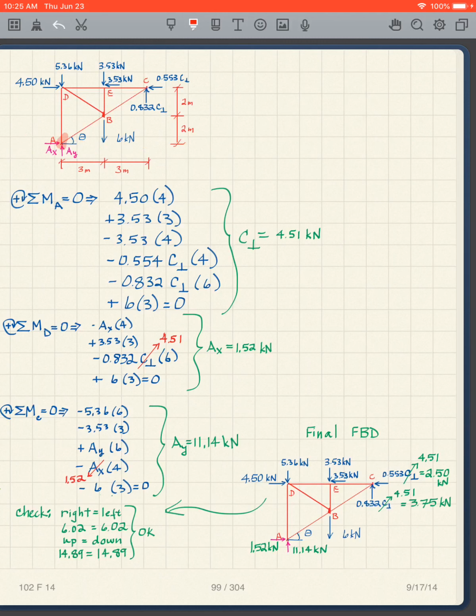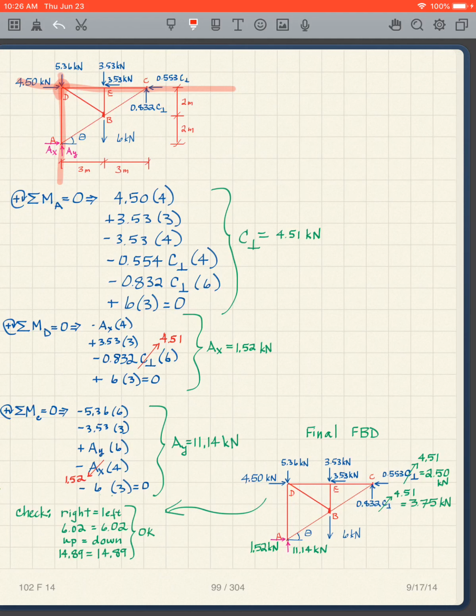So I'm just choosing point D in a sense. It makes my equations a little bit easier because it eliminates all of these forces here, and it also eliminates AY. I don't know what AY is, so it'd be nice not to have it in my equation. So I'm getting rid of a lot of these forces simply by choosing point D.